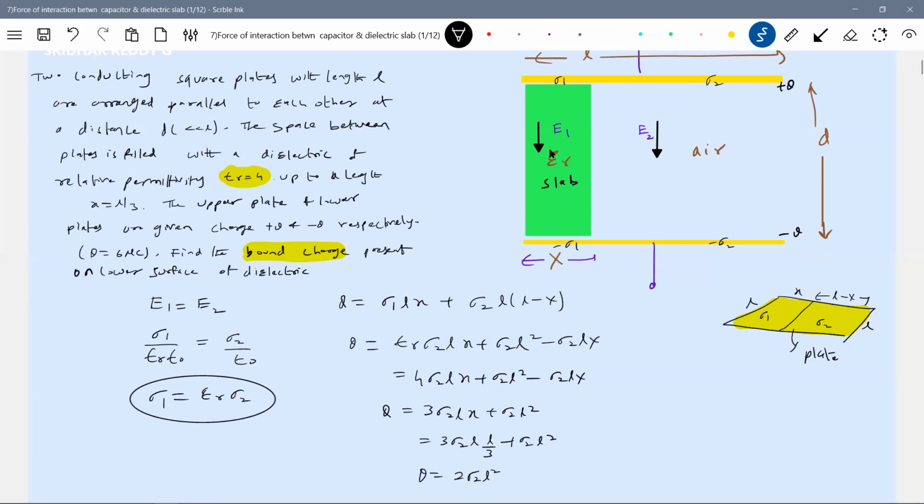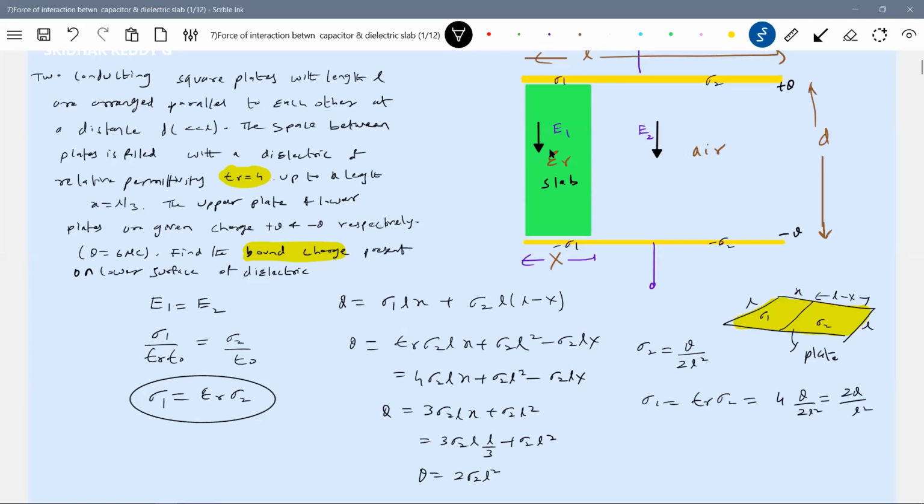So what is sigma 2 now? Now sigma 2 we are able to bring, which is equal to Q by 2 L square. Then similarly, now we'll calculate all the things. So sigma 2 value, I got it. So what is sigma 1? Sigma 1 is epsilon r into sigma 2. Epsilon r is 4, so 4 Q by 2L square. So this should become 2Q by L square.